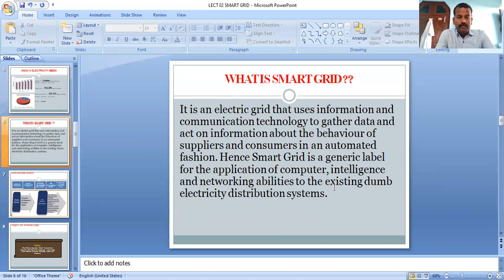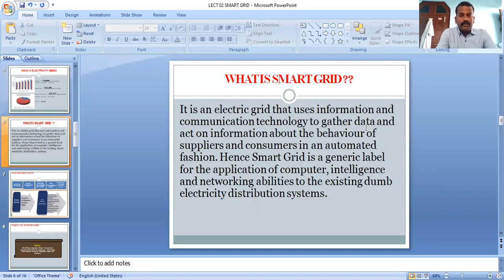As I have told in the previous slide, the conventional distribution system or grid was dumb. Dumb means it was not able to sense the fault condition. If there is a fault in the network, it will still supply from the generating end to that faulty end.